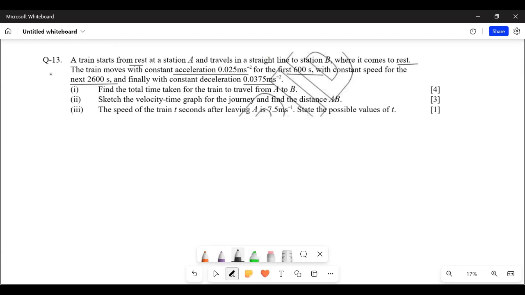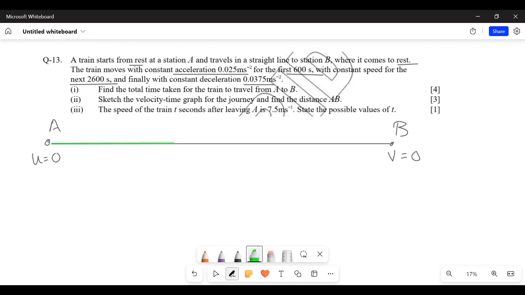Okay, let me just try to write all the data down. So we know that it starts from station A, travels in a straight line to station B, starts from rest, and ends at rest as well. So this would be 0. The train moves with a constant acceleration of 0.025 for the first 600 seconds. So let's say this covers the first 600 seconds. So the time here would be 600 seconds.